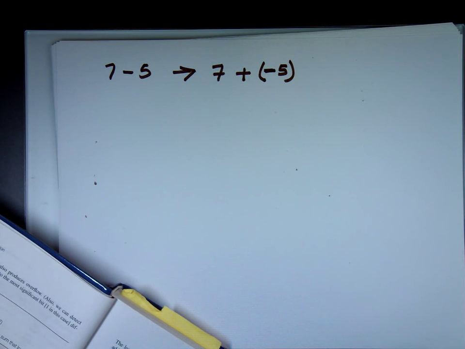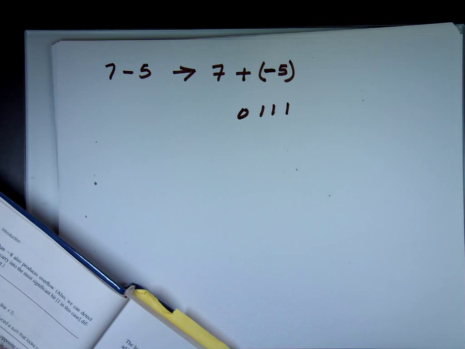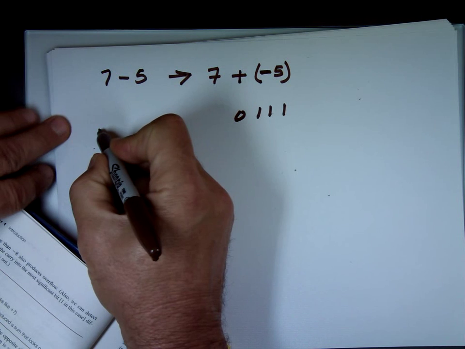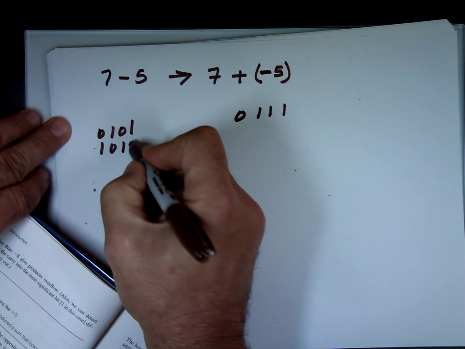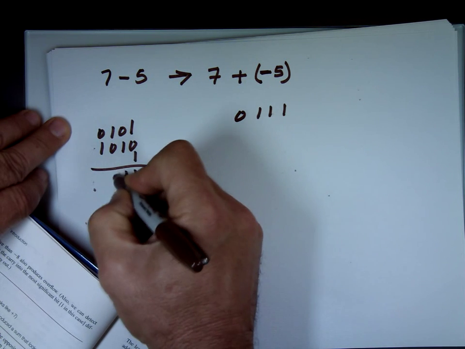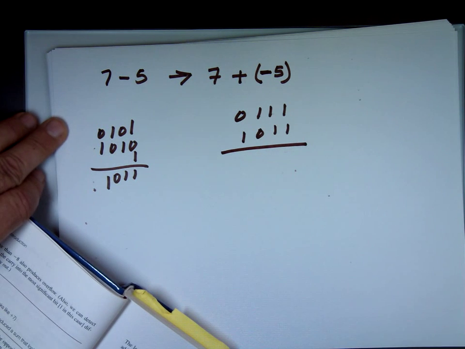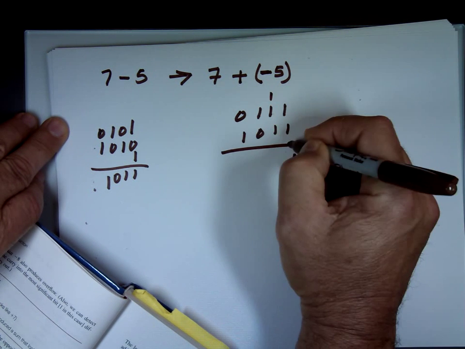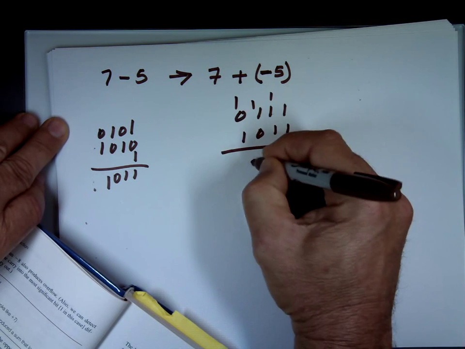We know what 7 is. That's 0, 1, 1, 1. We know what the negative 5 is. Here's the 5: 0, 1, 0, 1. Change it: 1, 0, 1, 0. Add 1 to it: 1, 0, 1, 1. One and 1, carry 1. 1 and 1, 1, carry 1. 1 and 1, 1 and 1, 0, carry 1.